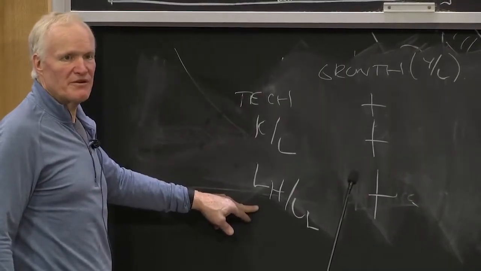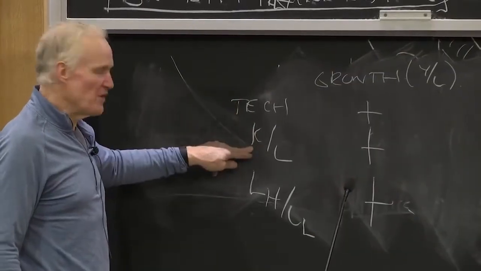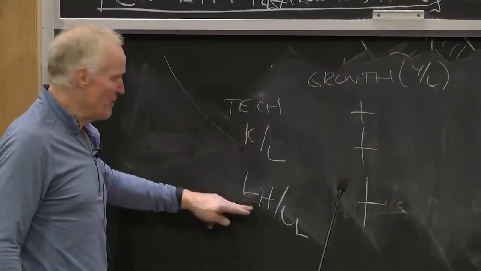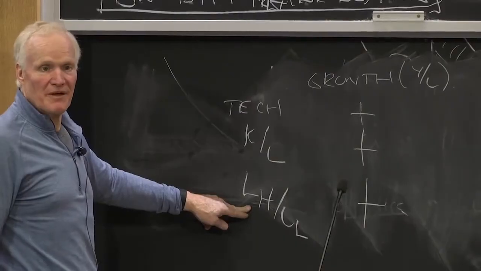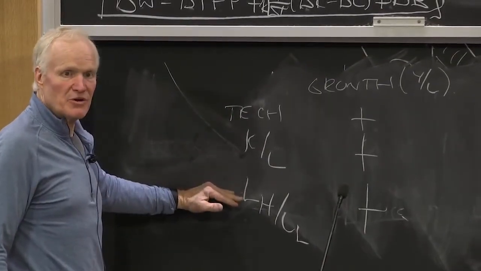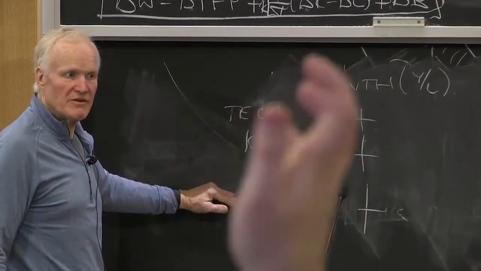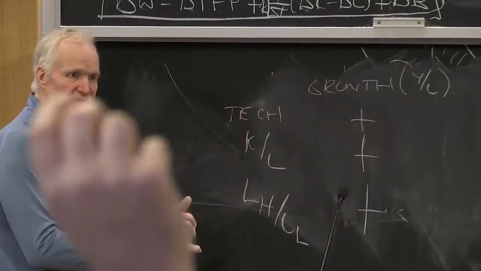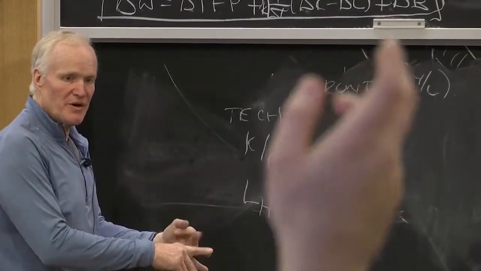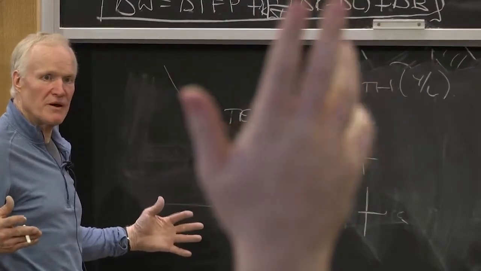Why are we more productive than we were in the past? We've got better technology. Each worker has more physical capital, and workers have more human capital. All three of those add together to raise output per worker. Everybody understands? Better technology to work with, more capital to work with, and more human capital, you're going to be able to produce more output per worker. No question about it.